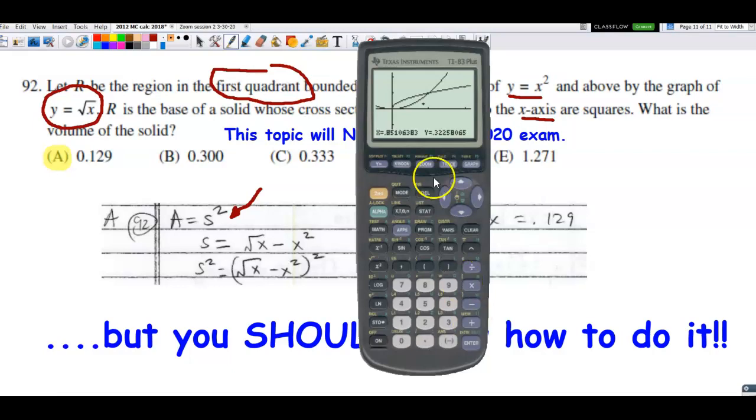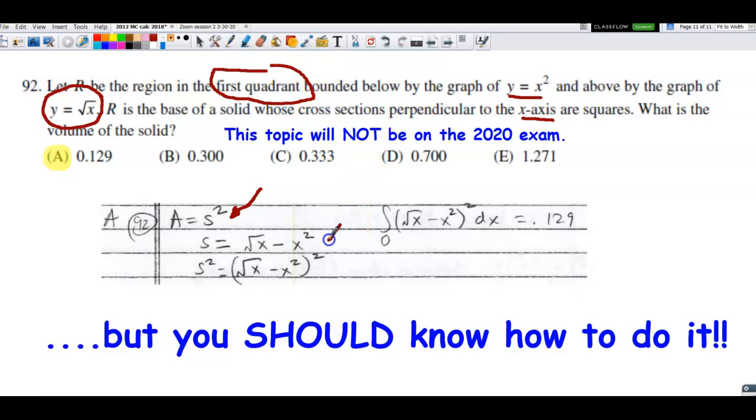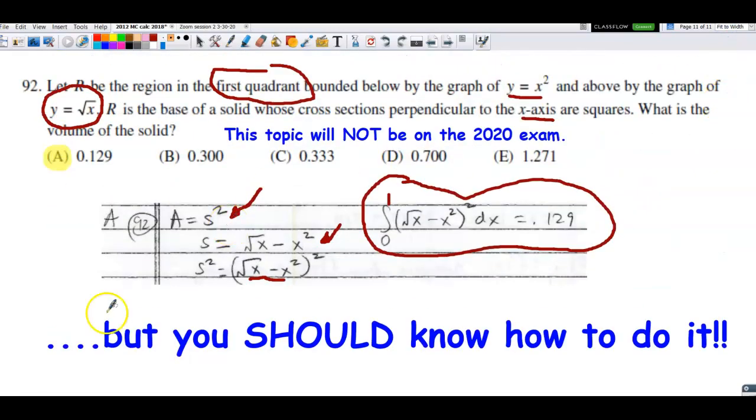And so now I can see that the length of a slice would be from the curve that's on top, which is the square root of x, to the curve that's on bottom, which is x squared. So the length of the segment is square root of x minus x squared, which I've indicated here. And then because we have a square, the formula for the area of a square is a side squared, so we're going to quantity square that, and then we're going to go from 0 to 1, because that's where those two curves intersect, which you can get off your calculator. And then I'm going to let the calculator do the integration for me, and then I'm going to select my answer. So, 2012 multiple choice calculator section.